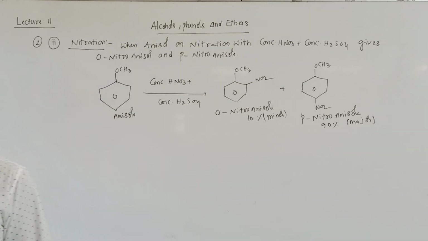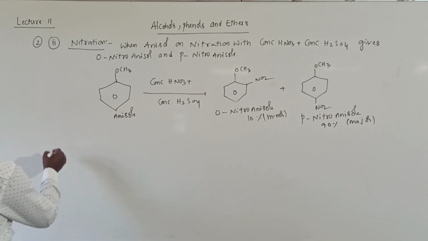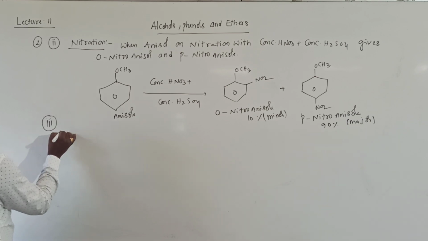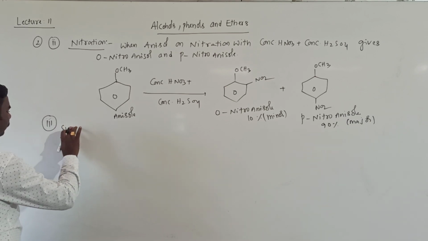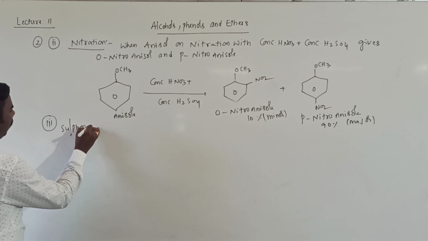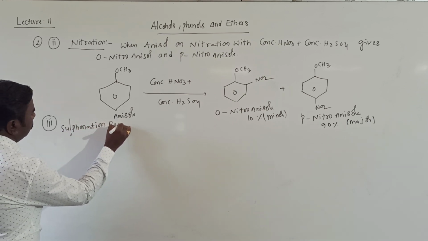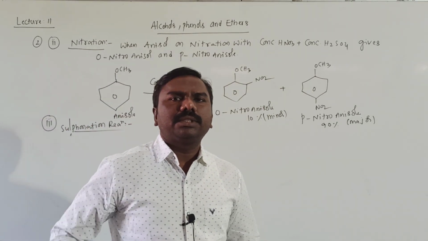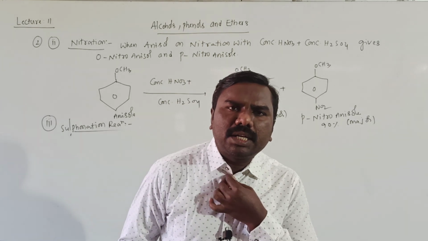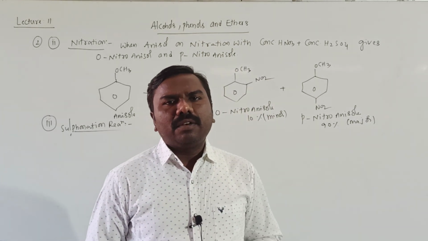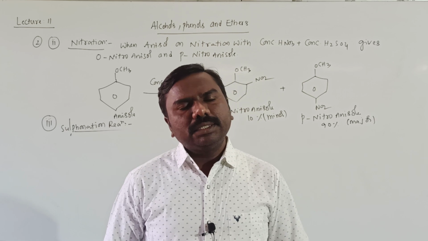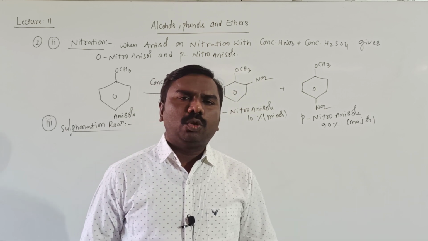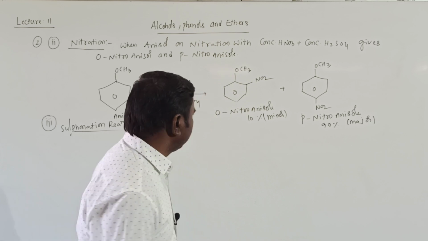That is the nitration reaction. Next, the third one is the sulfonation reaction. Sulfonation means when methoxybenzene undergoes sulfonation with concentrated sulfuric acid, it forms paramethoxybenzene sulfonic acid.